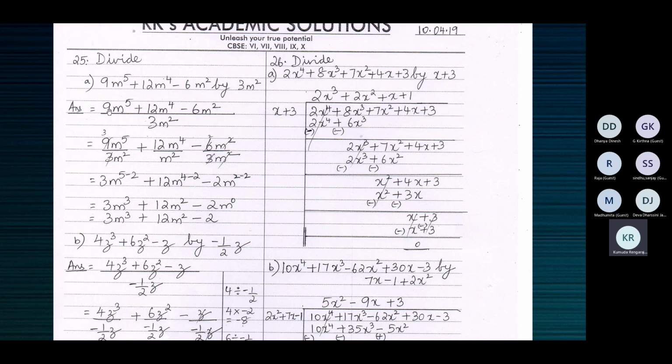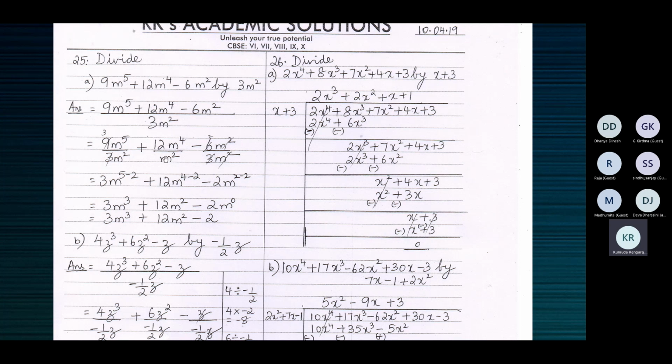So see here, what's the first term in the numerator? 9m to the power 5 divided by 3m square. What will be the connecting sign? This plus. This plus and this minus are the connecting signs. So 9m to the power 5 by 3m square plus 12m to the power 4 by 3.